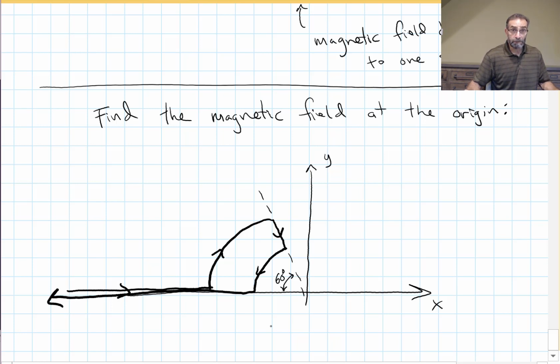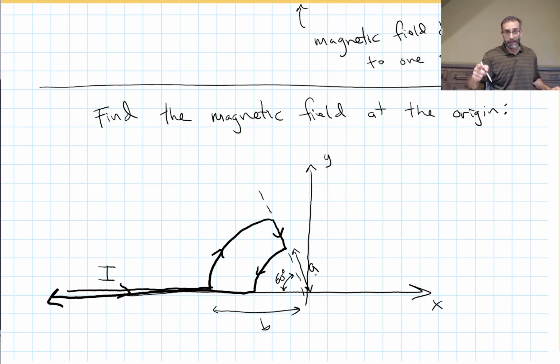There's our picture. Current comes in along the x-axis from infinity, and we'll call this A and B. This will be B, and this will be A. So it comes in, follows a curved path, then comes in towards the origin, follows another curved path, and out to infinity again.